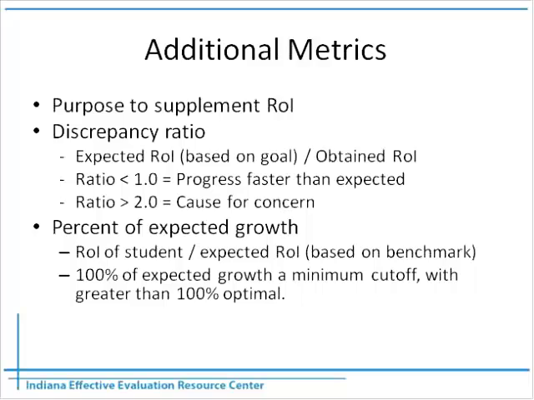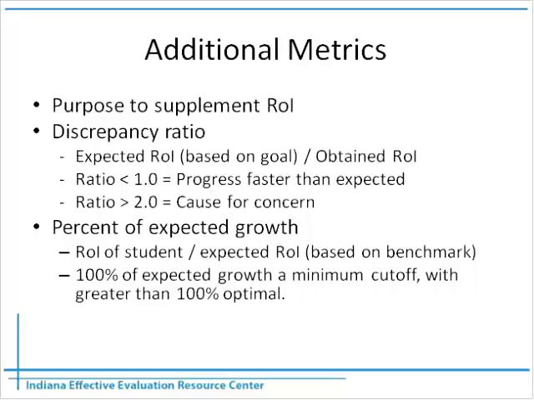We would also encourage the use of some additional metrics, or at least consideration of some additional measures to supplement the rate of improvement data. So for example, a discrepancy ratio can be calculated. I think these are particularly useful in situations where the student has made progress, but perhaps hasn't quite met the goal amount of progress, or has not quite met the amount of progress that would be preferred based on that ambitious goal we talked about before.